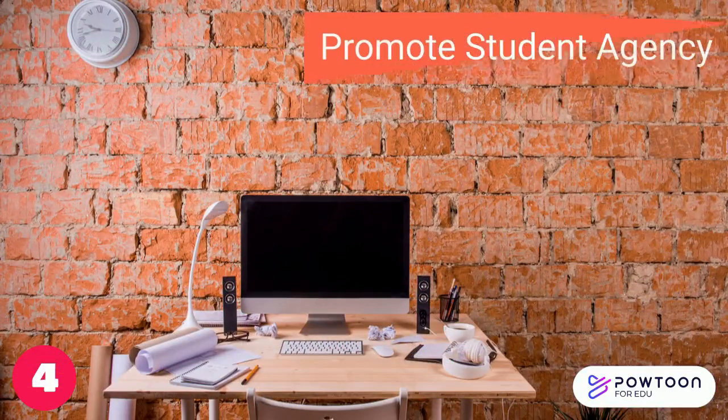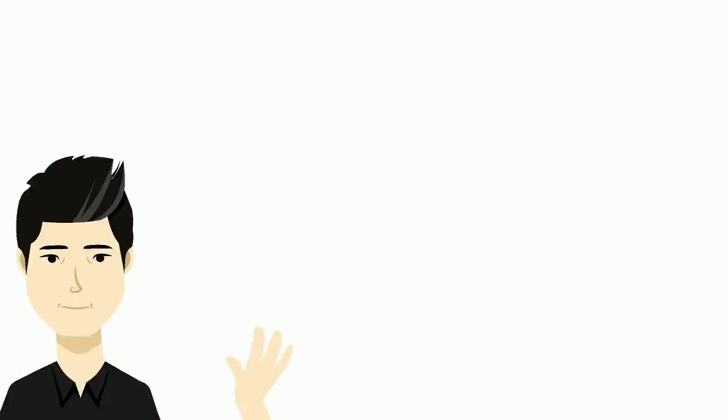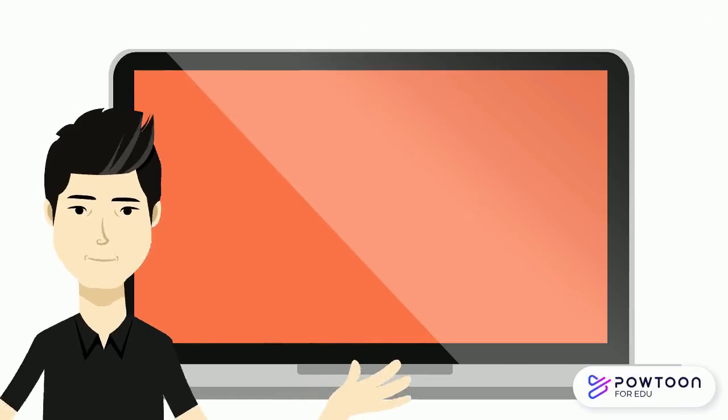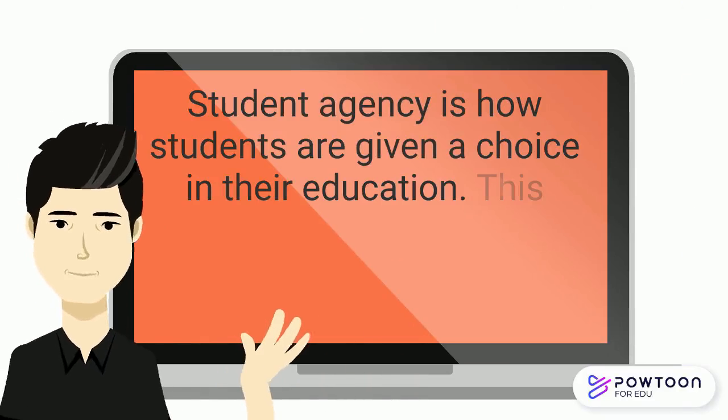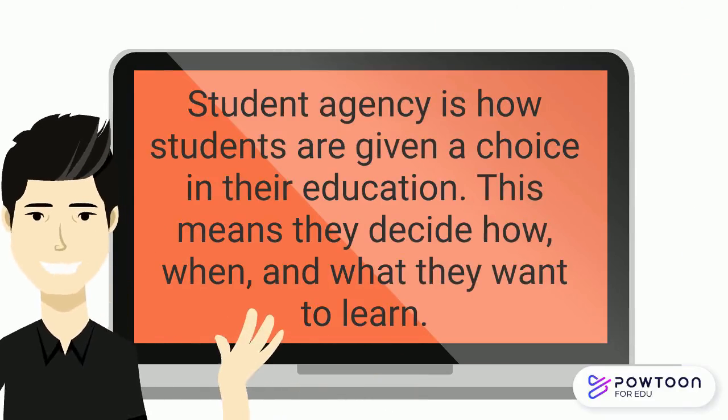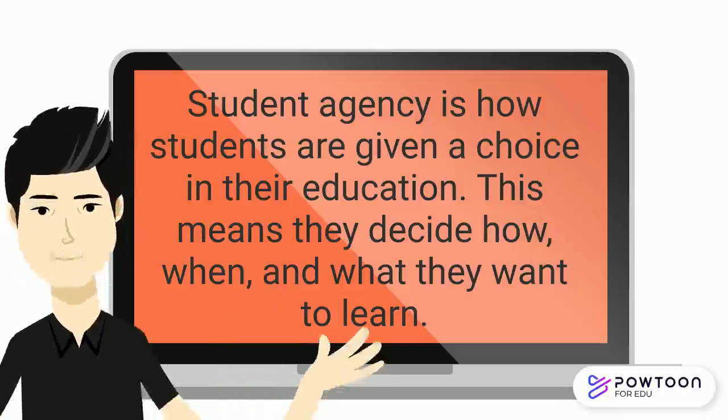The fourth best practice is promote student agency. Student agency is how students are given a choice in their education. This means they decide how, when, and what they want to learn.